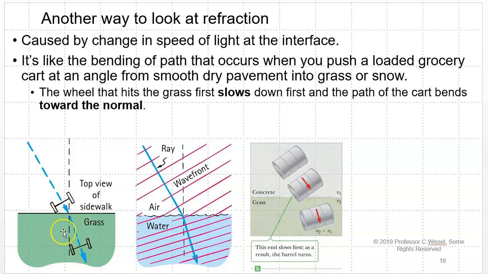Why? Because the wheel hits this first, and then that causes a torque here and bends it toward the normal. You keep pushing here, and this wheel is already resisting you more than that wheel is. So the whole thing bends toward the normal. Light acts exactly the same way. So it's another way to remember that. This is a higher index of refraction. It's a slower medium than this is, and the thing will bend toward the normal.